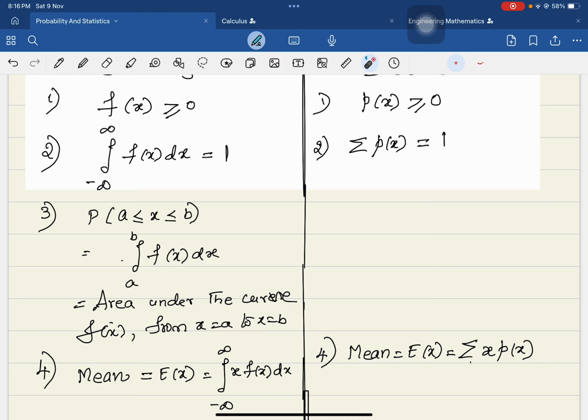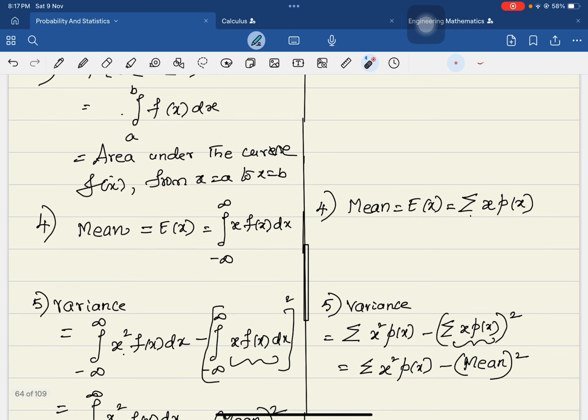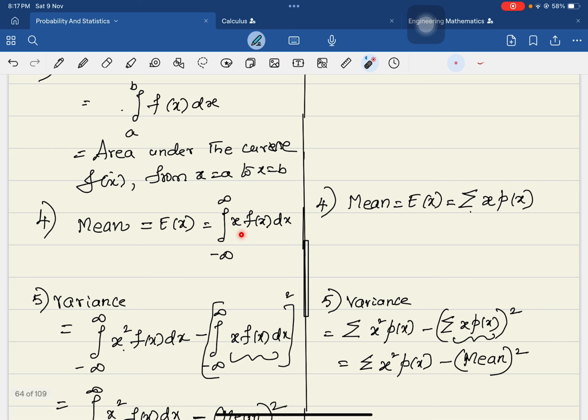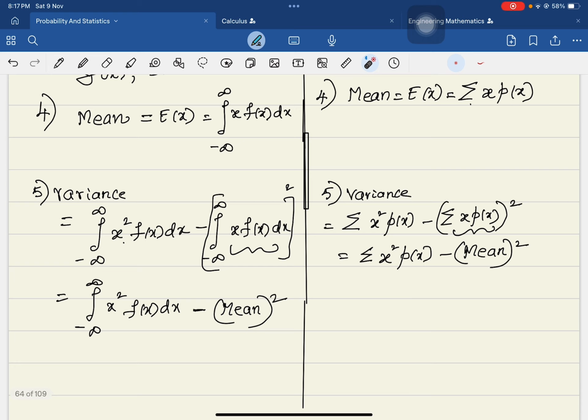Now the mean of the continuous random variable is given by E of x, which is the integral from minus infinity to infinity of x times f of x dx. Whereas in discrete, it is sigma x times p of x, which is the expected value of x. The variance in the discrete case is sigma x square p of x minus the mean square. The same here also: it is the integral from minus infinity to infinity of x square times f of x dx minus the mean square, where the mean is the integral of x f of x dx, the whole square. So this is the difference between discrete and continuous.